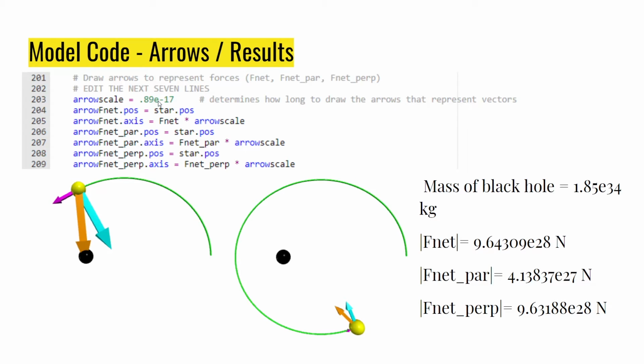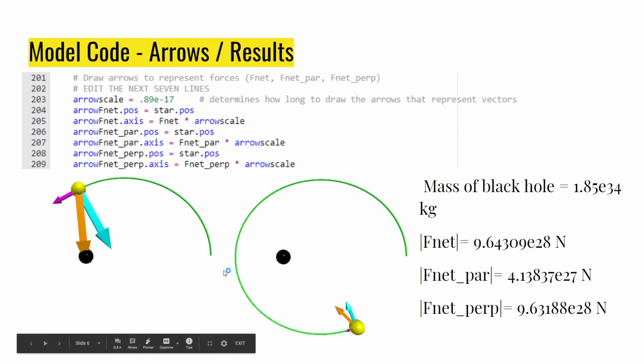The last part of the model code is the arrows. The magenta arrow represents the F net parallel, the orange arrow represents the F net, and the cyan arrow represents the F net perpendicular. As you can see, the F net is always pointing towards the black hole. The F net parallel changes in magnitude depending on if the system is slowing down or speeding up. And the F net perpendicular is always pointing towards the change in direction. And again, here are my results.